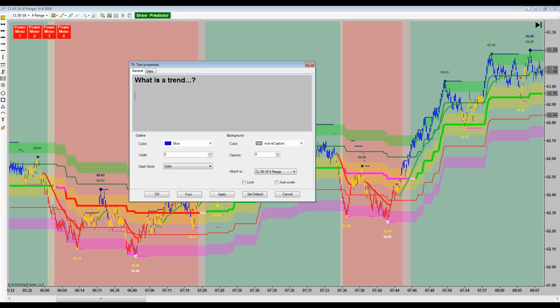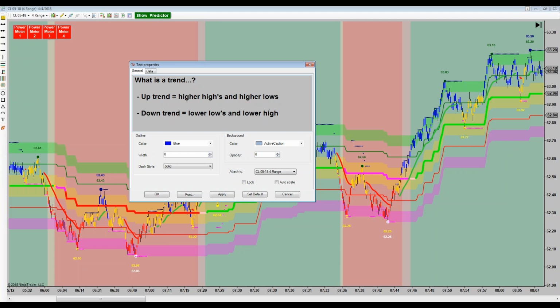Good. So there are two types of trends. The first one is an uptrend. And that is defined by a series of higher highs and higher lows. I think everybody knows that, right? That's one of the most fundamental things in trading to know. And then, of course, we have the opposite of that, which is a downtrend, which is lower lows and lower highs.